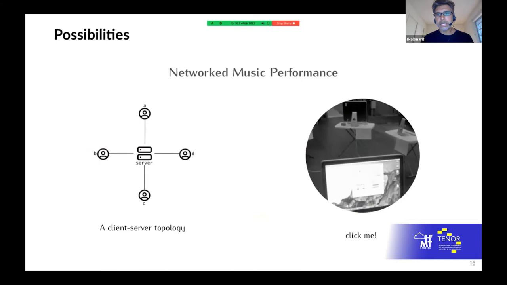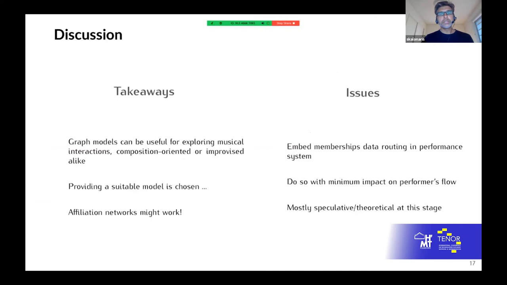So to summarize, graph models can be useful for exploring modalities of musical communication, interaction, and creation, whether more composition-oriented or more improvised. However, one must consider carefully the structural and dynamic characteristics of the chosen graph model. I argue that affiliation networks can offer an interesting perspective because they allow concurrent options for the players to choose from. And in so doing, they expand the paradigm of sequential time.